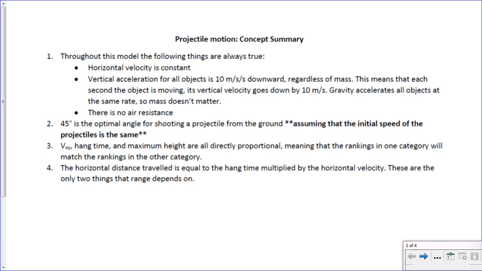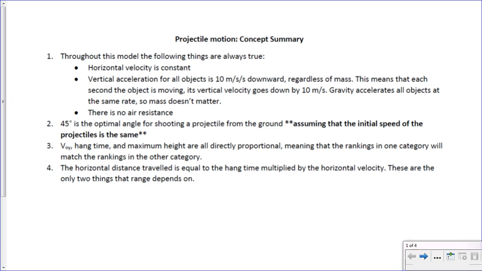The second big point here is that 45 degrees creates the optimal angle for shooting a projectile from the ground. And there's this double asterisk and bold statement here. It says, assuming that the initial speed of the projectile is the same. So what we're saying here is that if you have, say, a cannon that shoots at 40 meters per second, and you're trying to decide what direction to angle that cannon at to get the maximum range, 45 degrees is the best angle to put it at if you want to maximize range.